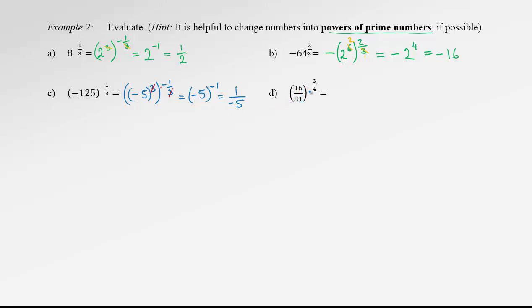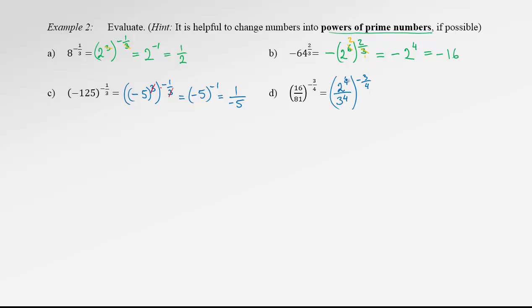16 over 81 to a negative fractional exponent, which really indicates a fourth degree radical. But let's see if we can evaluate this expression without going into radicals. First of all, change 16 into a power of 2. That's 2 to the 4. Change 81 into a power of 3. That's really 3 to the 4, isn't it? And then let's raise everything to the negative 3/4.